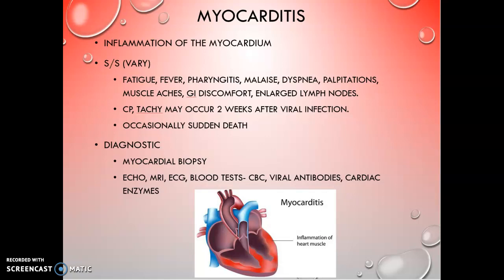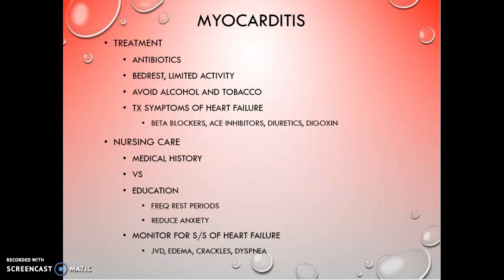Myocarditis, again, you're going to see kind of the same signs and symptoms, maybe a little bit different. It usually happens after a viral infection. They also might have enlarged lymph nodes. They don't usually develop a murmur because, again, the problem is the actual muscle. It's not inside the heart or in the valves. Treatment is antibiotics, bed rest, and treatment for heart failure if they go into heart failure. So that would be beta blockers, just like anyone in heart failure.